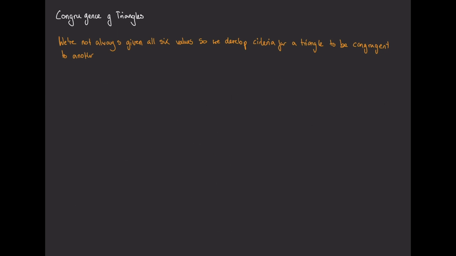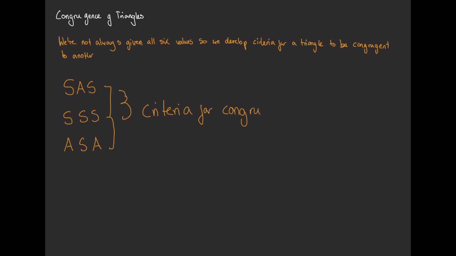Now that we have all 3 of these theorems, we can summarize them in a way to try and remember all 3 of them. We have SAS for side, angle, side, SSS for side, side, side, and angle, side, angle. And these are the 3 criteria for congruency. Now, these 3 things could be the key to many important questions, so it's really important to get these memorized and locked in your head.